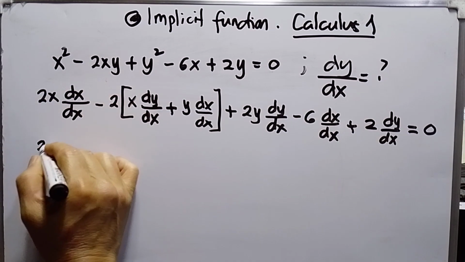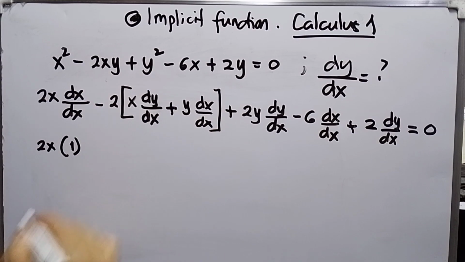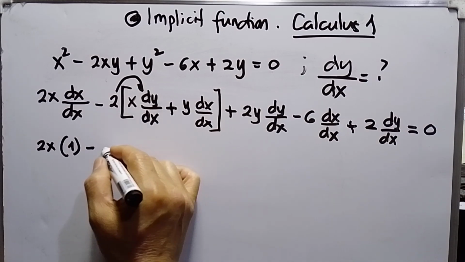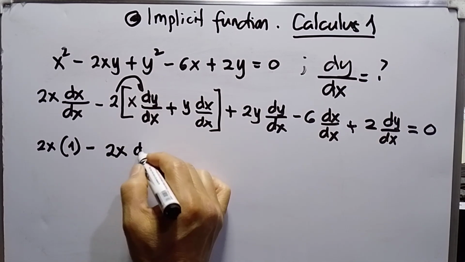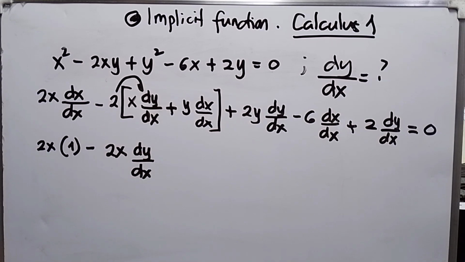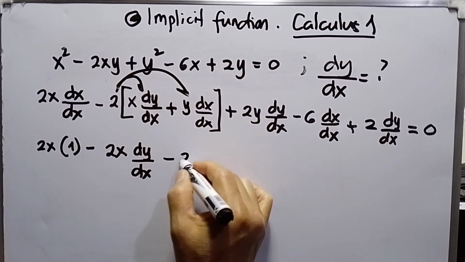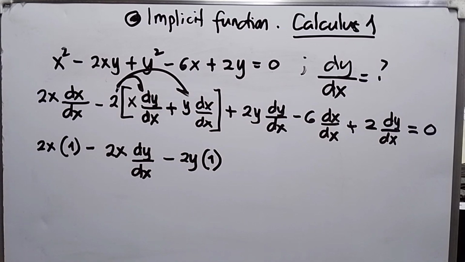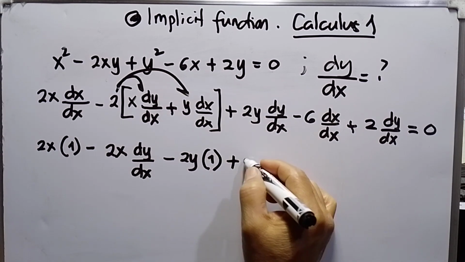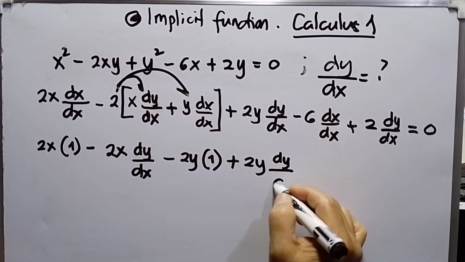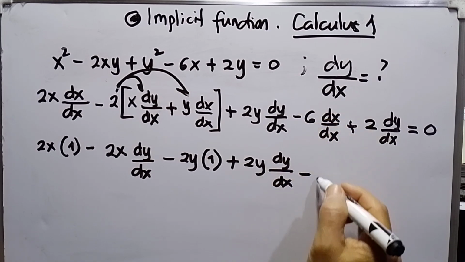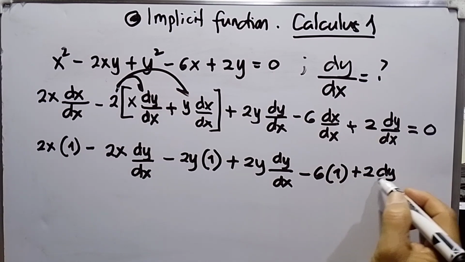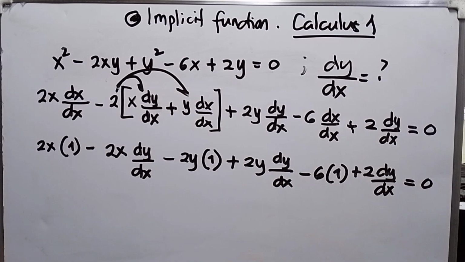Then simplify. This will be 2x dx over dx, that will be 1. Then minus, you need to distribute, so this will be minus 2x dy over dx. Then this one, minus 2y, take note dx over dx, that will be 1. Then plus, copy this one, 2y dy over dx, minus 6 dx over dx, that will be 1. Then plus 2 dy over dx is equal to 0.